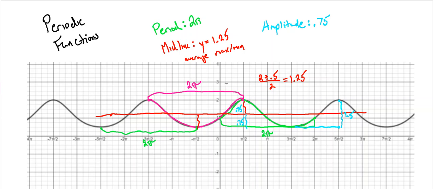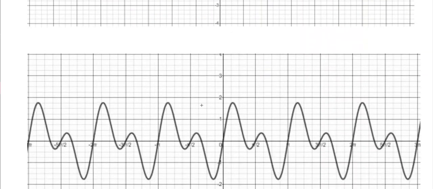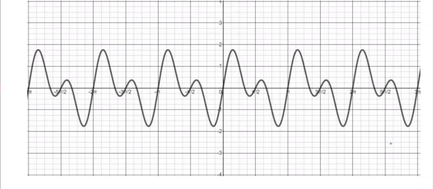Okay, so I want to take a look at another graph. So take a look at this one. So this one we could definitely see a pattern emerging as well. Okay, so we can find all of those pieces. So we can find the period. Remember, the period is the horizontal length of one cycle.